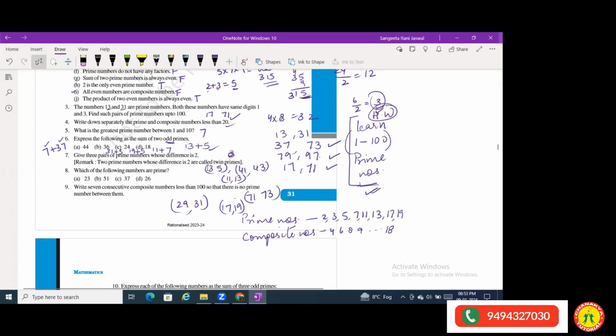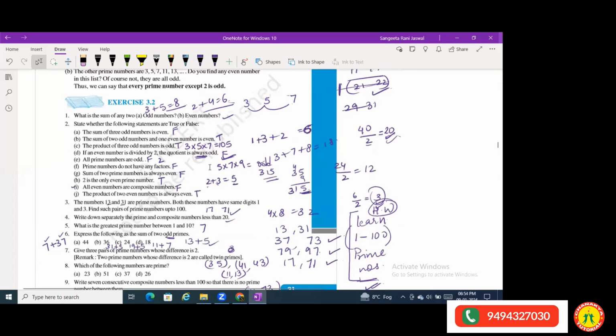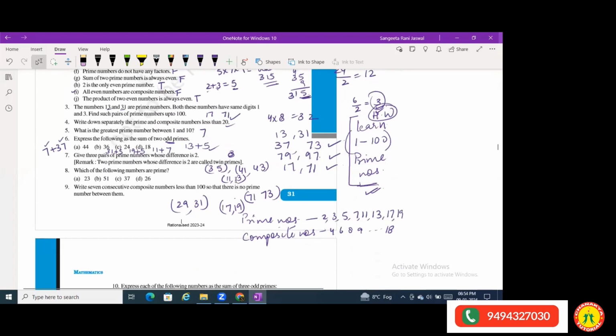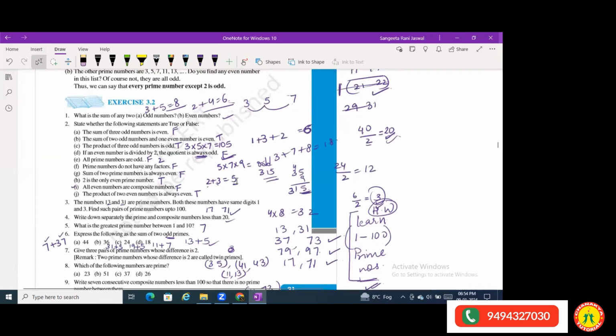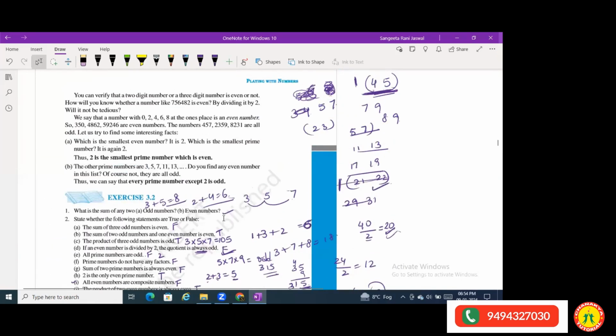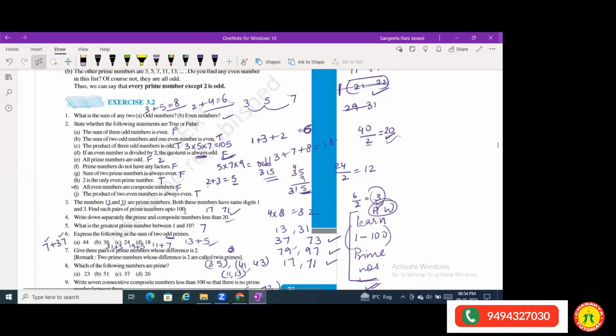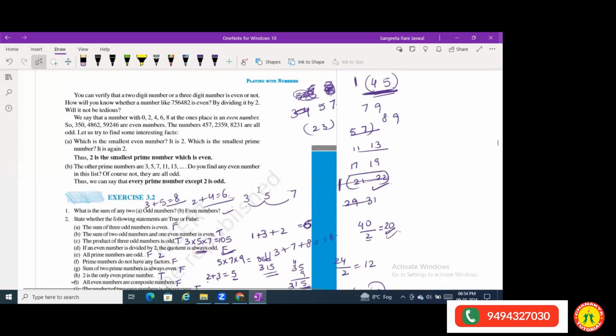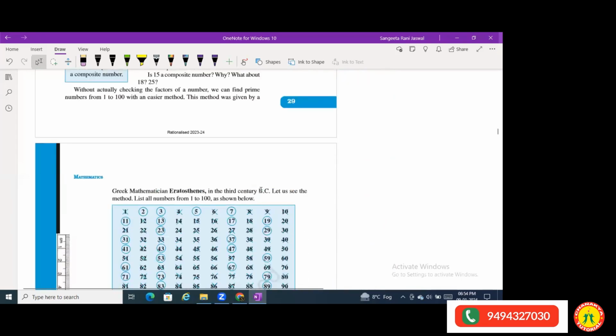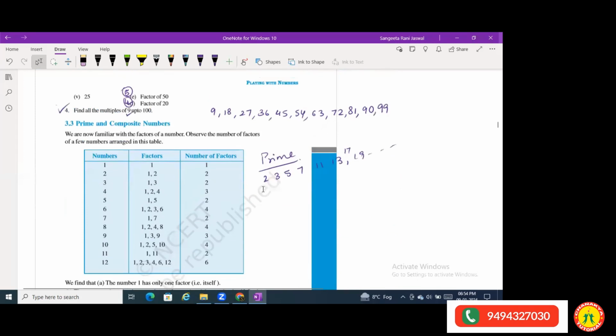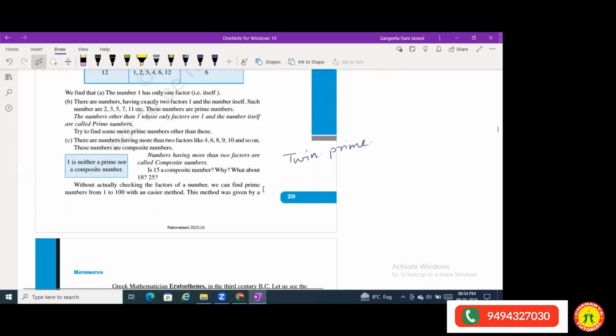Okay. Yes, ma'am. So practice this. Okay, let's wind up the class today. So all we studied in today's class was prime numbers, composite numbers, and different applications on prime numbers. And we discussed the paper, and you must know all the prime numbers between 1 to 100.